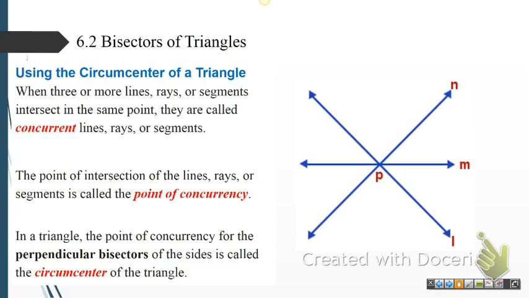So when we have three or more lines, rays, or segments which intersect at the same point, the lines are called concurrent lines or concurrent rays or segments, and the point where they all meet, that's called the point of concurrency. So we're going to be looking at what happens when you have three perpendicular bisectors of the sides of a triangle and the point of concurrency that they create.